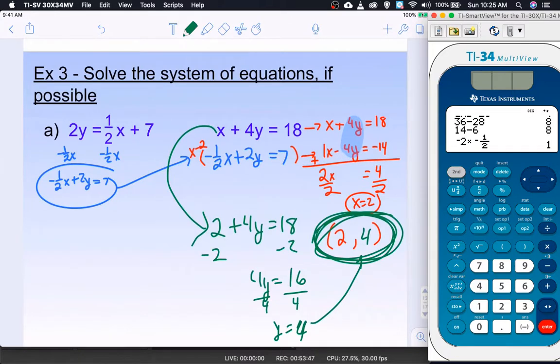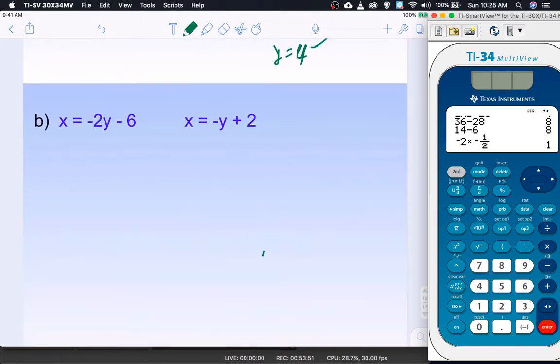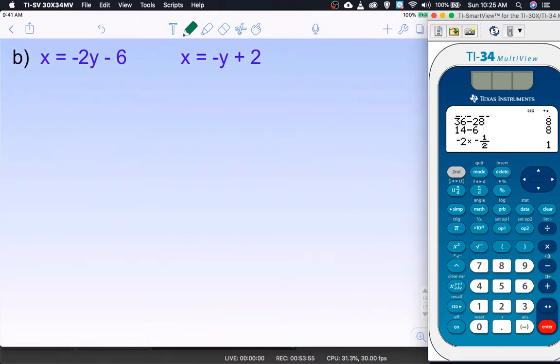All right. We are on the last question for the lesson. Come on, zoom. There we go. So go ahead and pause the video, solve the system of equations if possible. When you're ready to continue, hit play, and we'll go through it together.